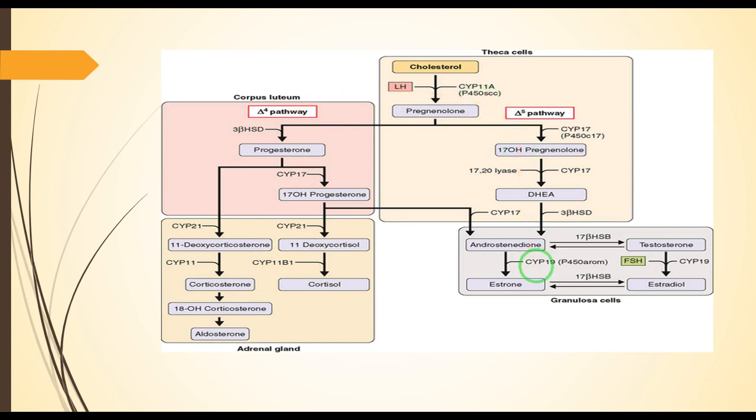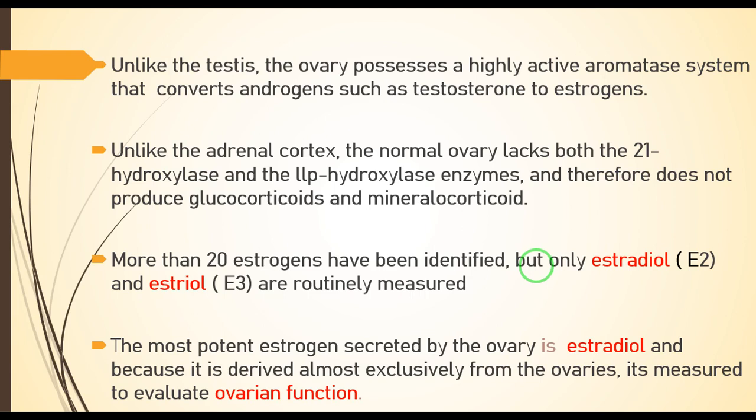We have about 20 types of estrogen. The most important is the estradiol, E2, and the estriol, E3. The most important is the estradiol, and because it is synthesized almost exclusively by the ovary, estradiol can be measured as a marker of ovarian function. It is a marker of the ovarian function.